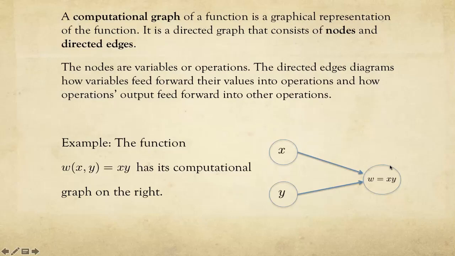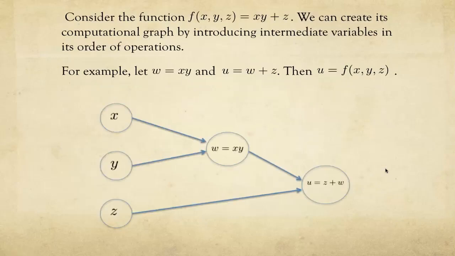Or it could be an operation. So this node is an operation, x times y, and the directed edges tell you the way the data flows. So x will go forward, y will go forward, feed forward into this node. Here's a little more complicated example. f of x, y, z is xy plus z.